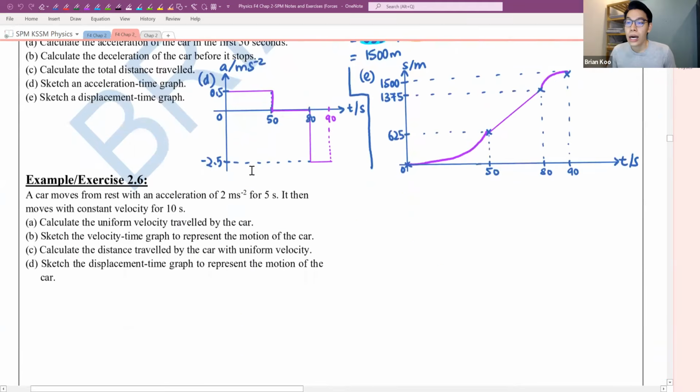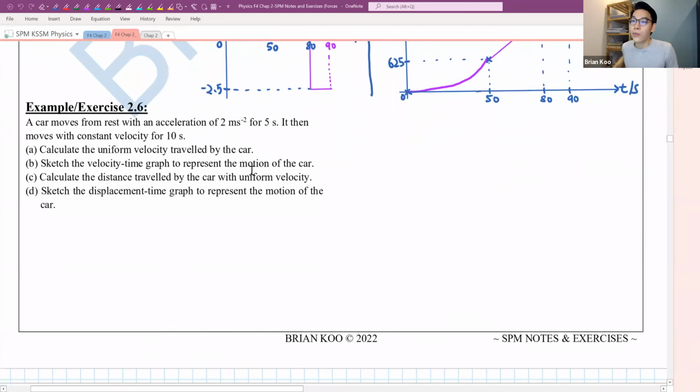Example 2.6, a car moves from rest with an acceleration of 2 meters per second squared for 5 seconds. It then moves with a constant velocity for 10 seconds. Calculate the uniform velocity traveled by the car. Okay, let's try to draw out this situation first. With a diagram, usually it's a bit easier.